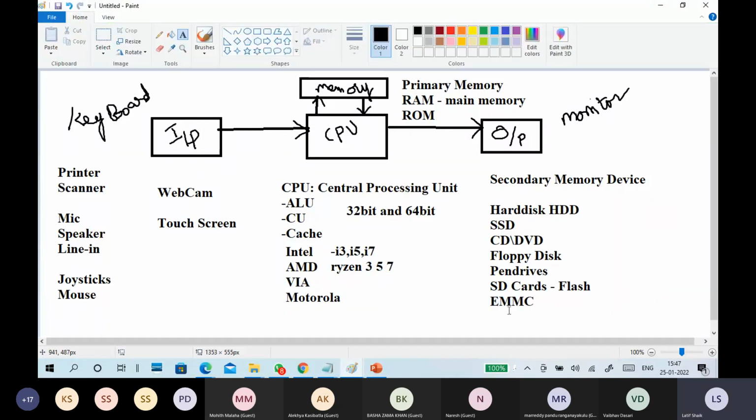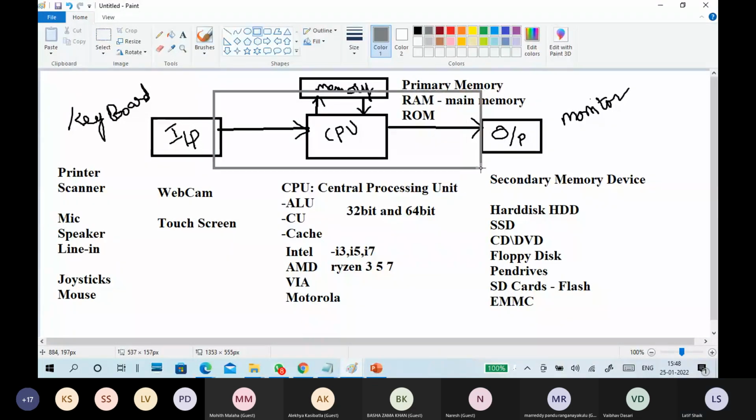Okay, these are the secondary memory storages. So anything left over here, it is already covered: input and output devices. Next one is different types of central processing based on the organizations, like Intel, AMD type of processors. So primary memory is RAM and ROM, and secondary memory is hard disk, SSDs, CD, DVD, floppy disk, pendrives, SD cards, or eMMC kind of stuff. Of course, everything is connected to the motherboard only. So that is compulsory, guys.